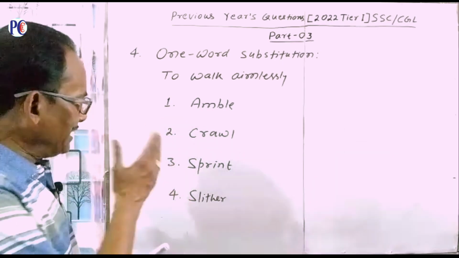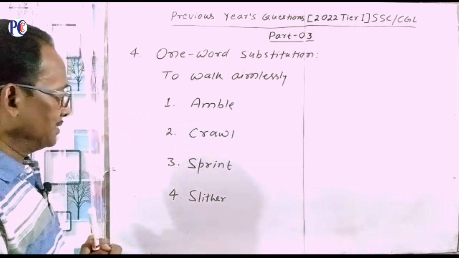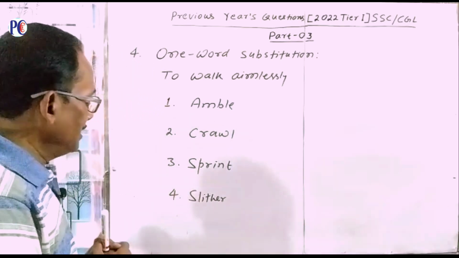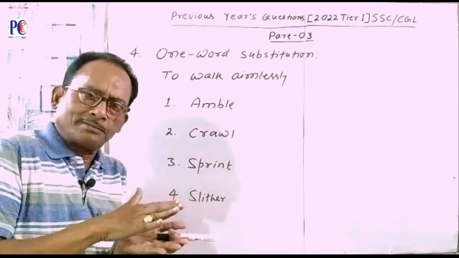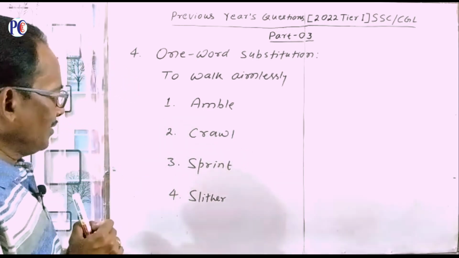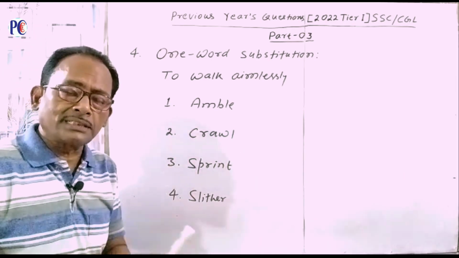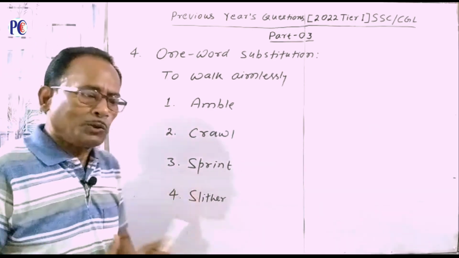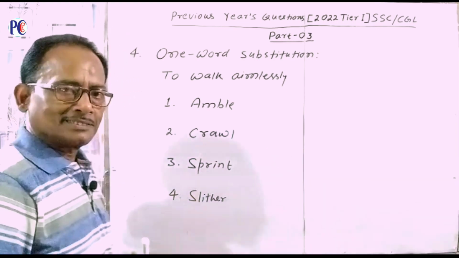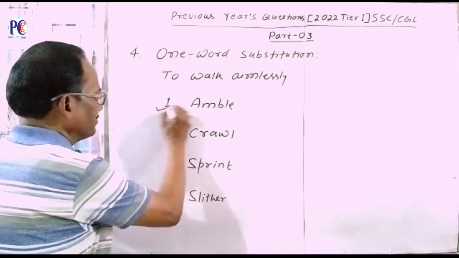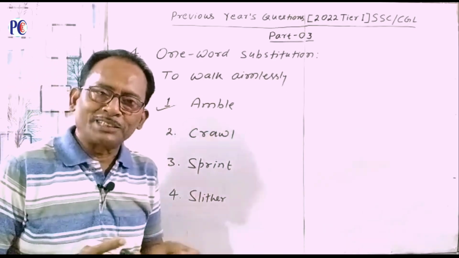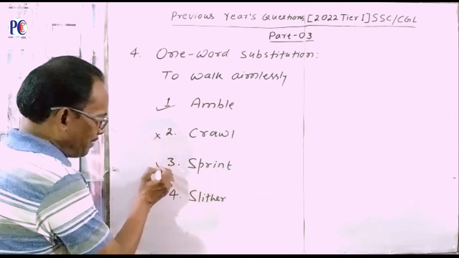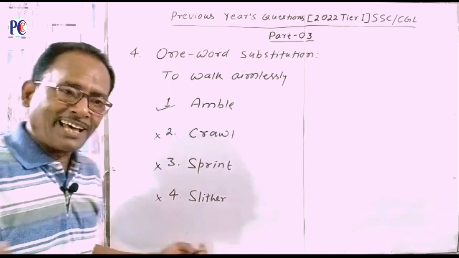But before marking it, let us check the others also. Crawl, to move on hands and knees like a baby. Not possible. Very close to the ground, just like an ant. Number 3, sprint, to run a short distance at a very fast speed. Eliminated. Slither, to move like a snake. So the right answer, students, is amble, to walk at a slow, relaxed speed. Crawl, sprint, and slither are easily eliminated.